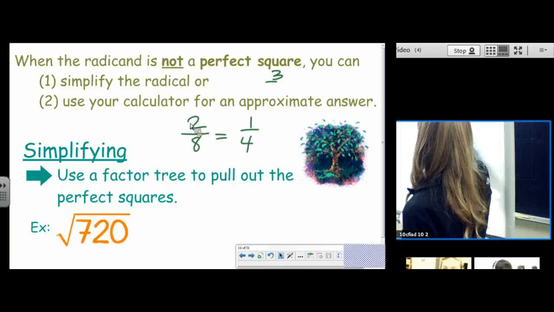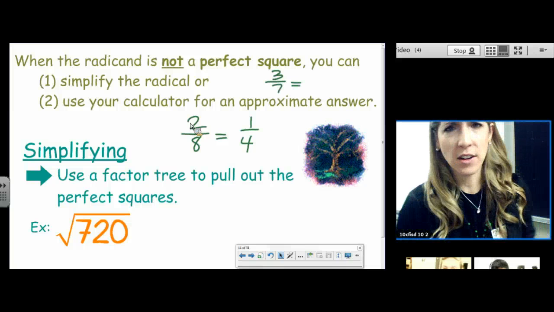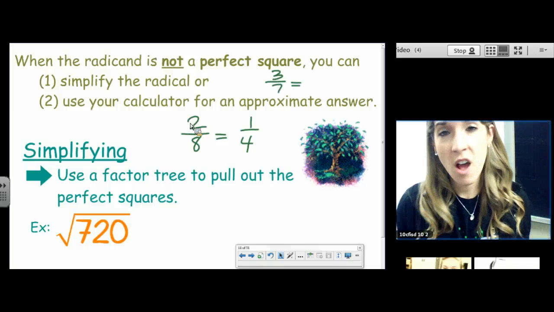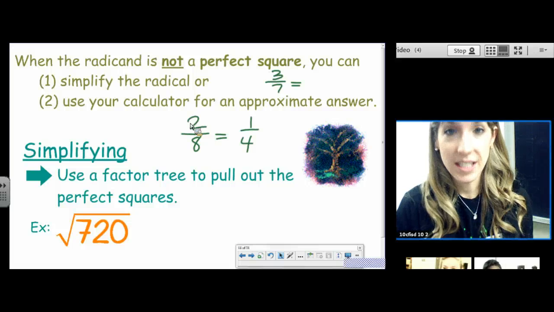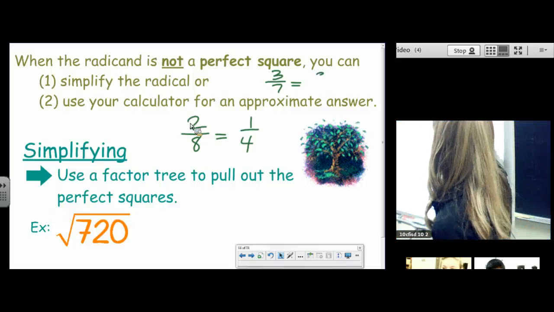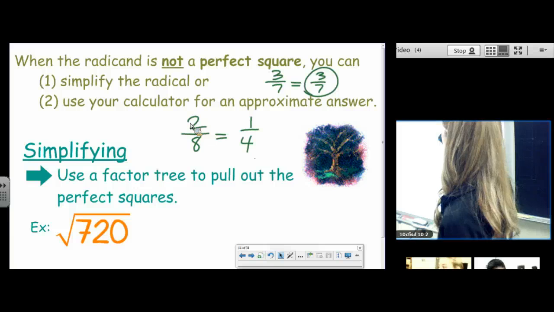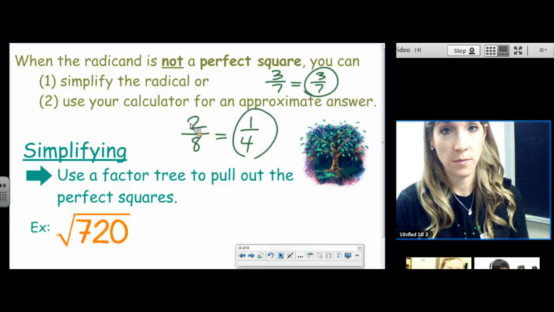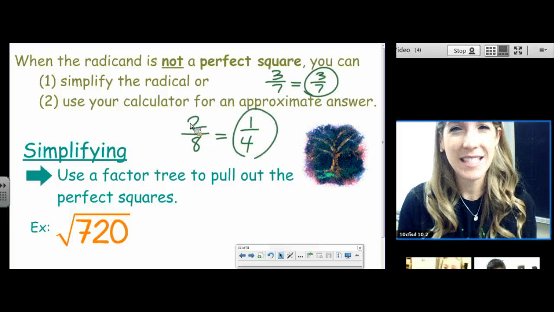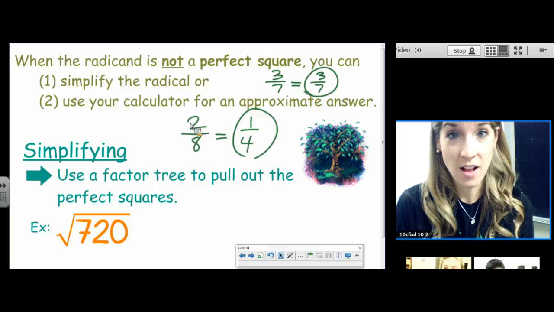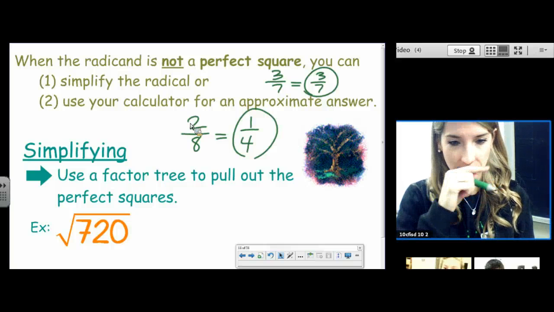If I asked you to simplify this, would you go to your calculator and give me the decimal? No. You would say 3/7 simplified. Well, Ms. Stanton, that's just 3/7 because you can't simplify that. It's already in its simplest form. We would not go to our calculator and give a decimal if I told you to simplify. Okay, so the directions today are to simplify.